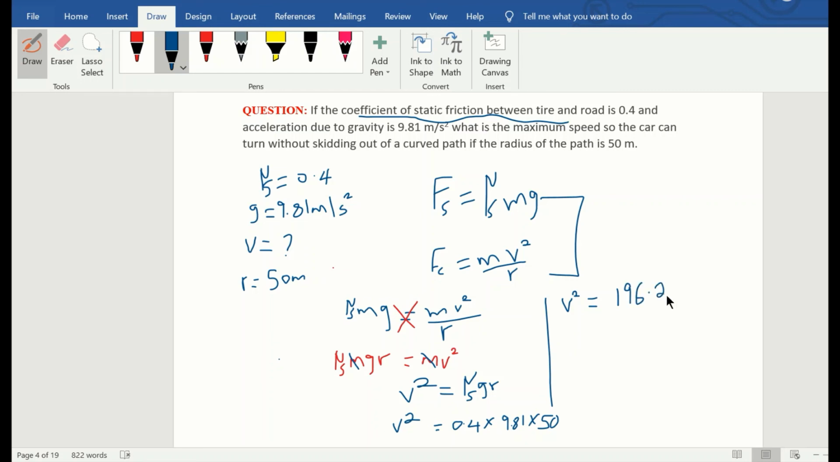So therefore my v squared is equal to 196.2. To get my speed, I have to take the square root of both sides. The square root of v squared is v, and the square root of 196.2 is approximately 14 meters per second. So here again is the maximum speed that the car will require to be able to turn without skidding out of the curved path. So here is our final answer.